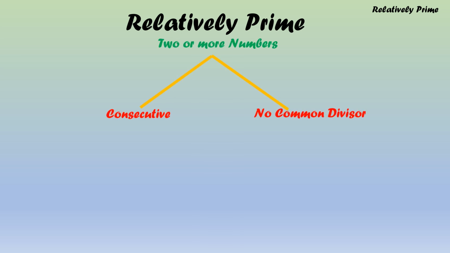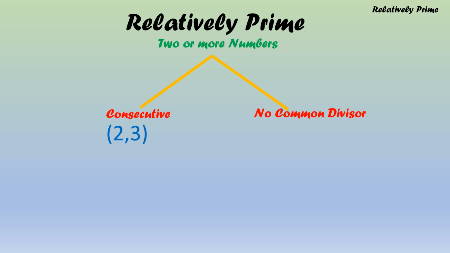After learning prime numbers, in this video we'll learn what relatively prime means. Two or more numbers are relatively prime if they are consecutive or they have no common divisors. Let's take some examples. Let's start with consecutive numbers.